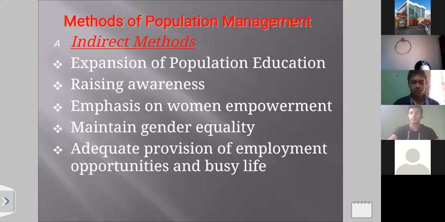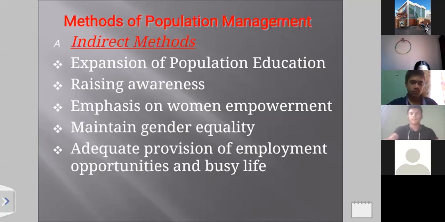Thank you so much, Mr. Ujjwal, for your interaction, for your view, for your thought. Mr. Ujjwal shared his view about gender equality and some useful information about the adequate provision of employment opportunities and busy life. My dear students, you can once again see the last indirect method: adequate, sufficient provision of employment opportunities.